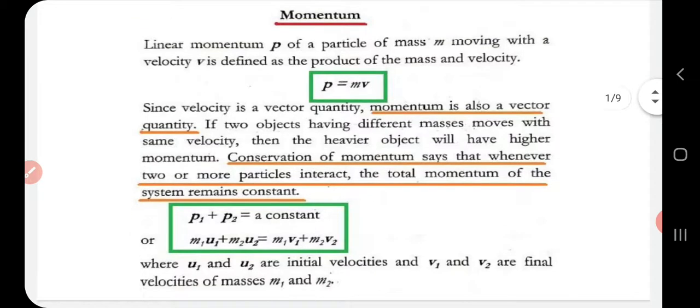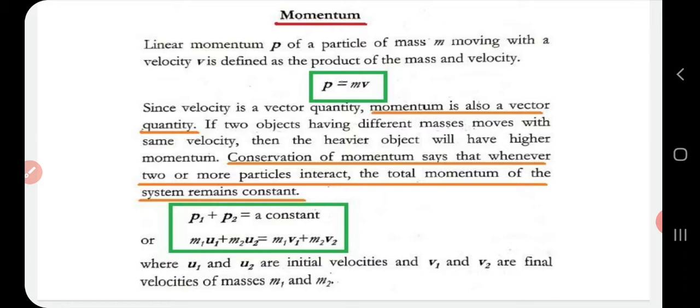Now next is the law of conservation of momentum. It states that whenever two or more particles interact, the total momentum of the system remains constant. That is, P1 plus P2 is equal to a constant, or we can write it otherwise as M1 U1 plus M2 U2 is equal to M1 V1 plus M2 V2, where U1 and U2 are the initial velocities and V1 and V2 are the final velocities of masses M1 and M2.